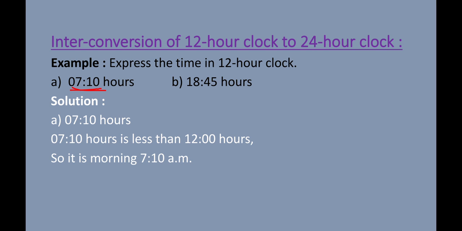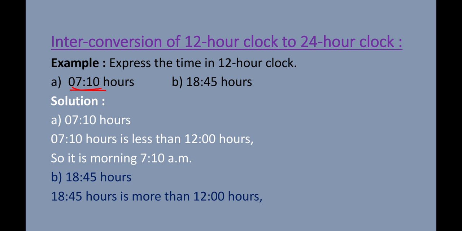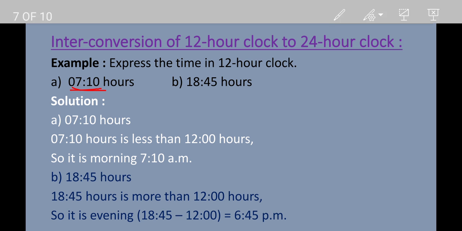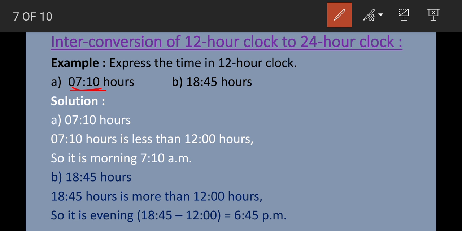Come to the second question. It is 18 hours and 45 minutes. Okay, 18:45 hours. It is more than 12 hours, so what to do? We have to subtract 12 from this time. It is evening time, so we have to subtract 12 hours from 18 hours 45 minutes, that is 18:45.